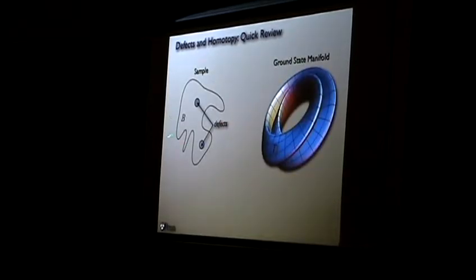So here is how you study defects. This is what you're taught. If you read Mermin's paper, here is my sample. It has holes in it. That's where the defects are. I look at the ground state manifold. Do you know what this is? Anybody? Is that a Mobius strip? It's 2 Mobius strips. It's a Klein bagel. It's a Klein what? Klein bagel.